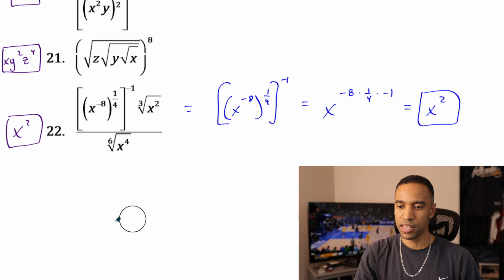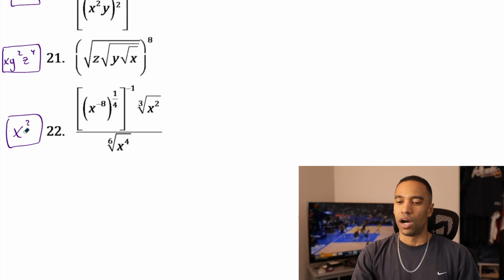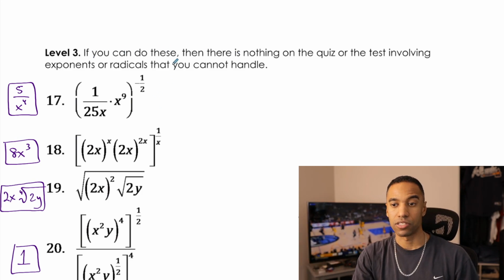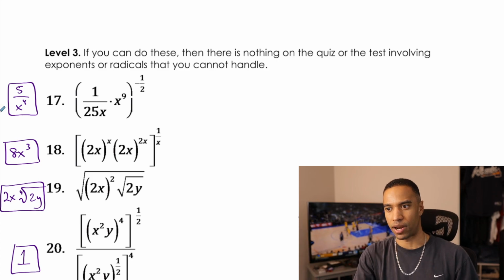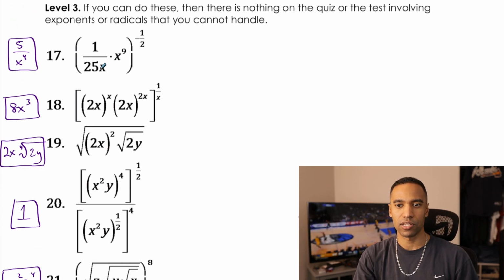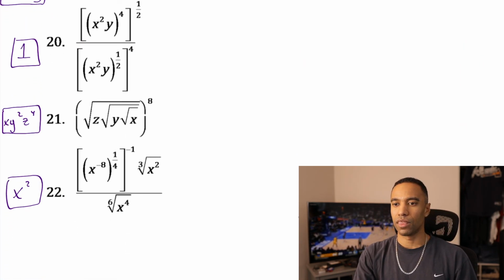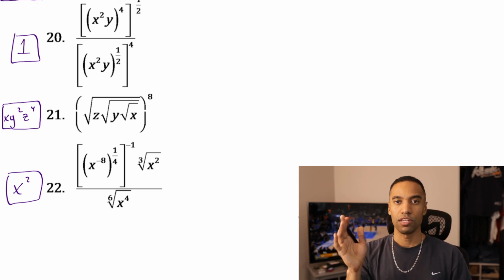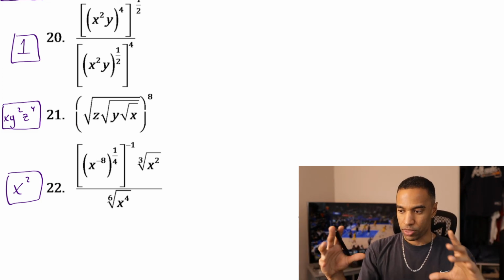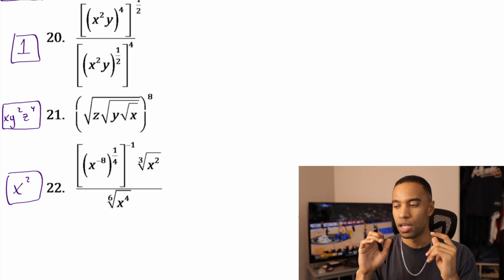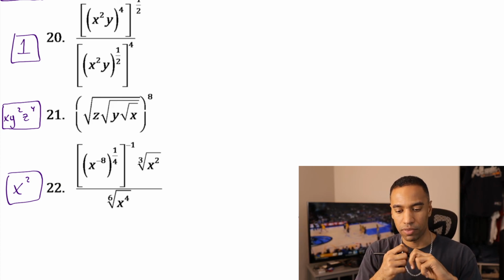This is not to say that these are the only kinds of problems that occur for level 3 as far as challenge goes, but this does state a fact. If you could do these, there's nothing on a quiz or test involving exponents and radicals you cannot handle. I'd say 17 and 20 were pretty straightforward, but these force you to strategize. These force you to perceive and look at things nested and really pay attention, pick apart one part from another and see what's going on. So if you do know how to do those, you are well on your way to really making sense of anything they throw at you. I hope those really felt good for you.